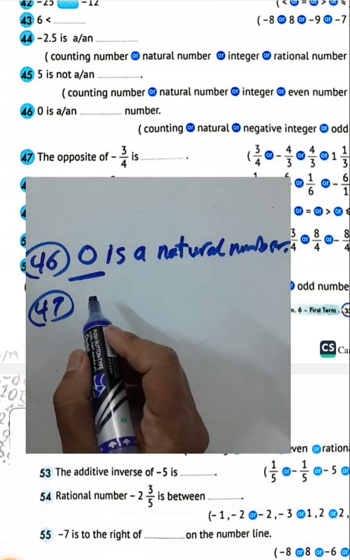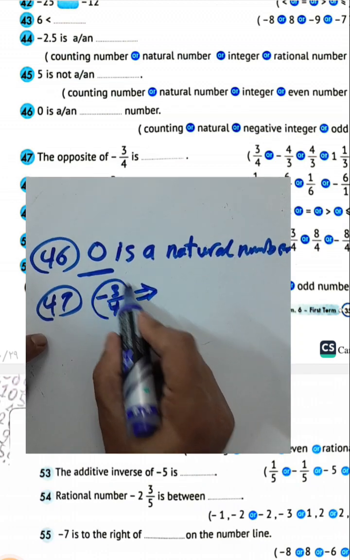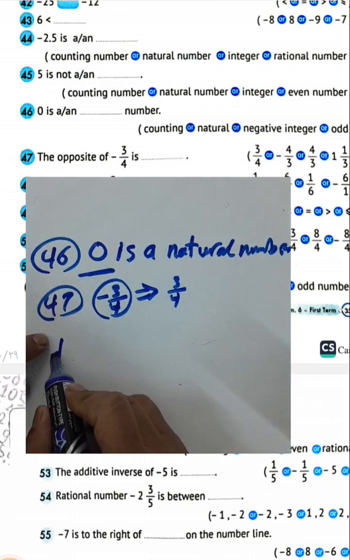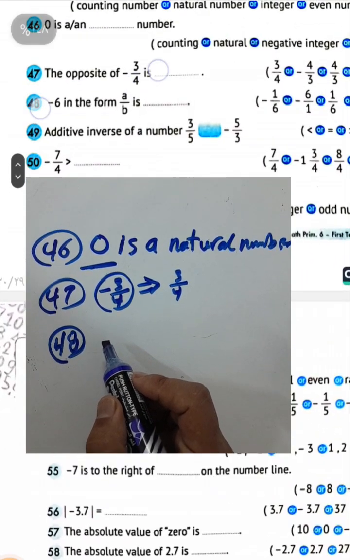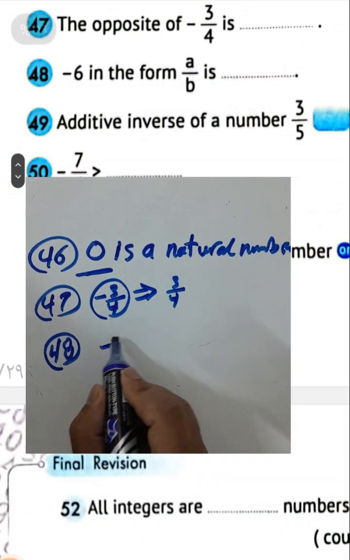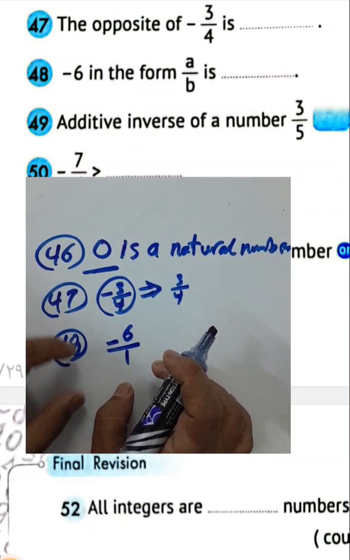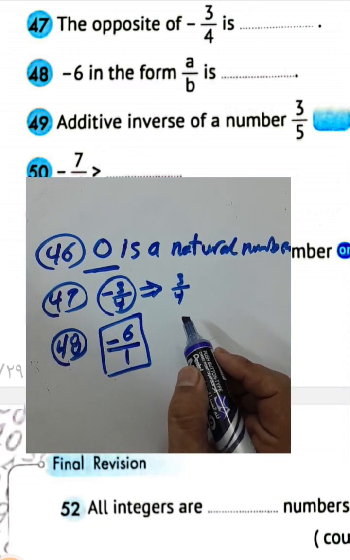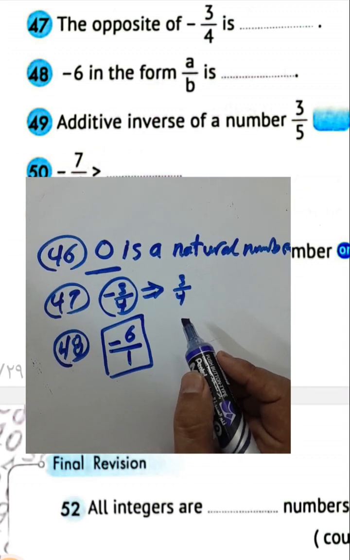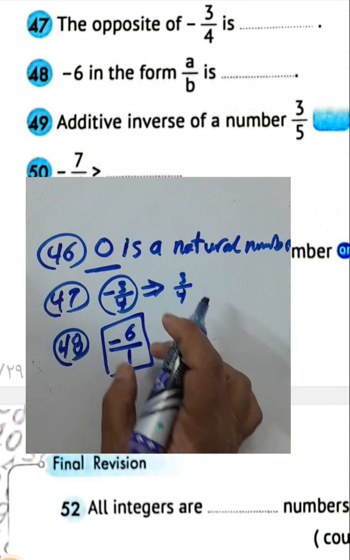Question 47: the opposite of negative 3 over 4, we want to find the opposite of this number, it will be positive 3 over 4. Question 48: negative 6 in the form a over b will be negative 6 over 1. We can convert negative 6 from an integer to a fraction. We call it a rational number because the set of integers is a subset of the set of rational numbers.